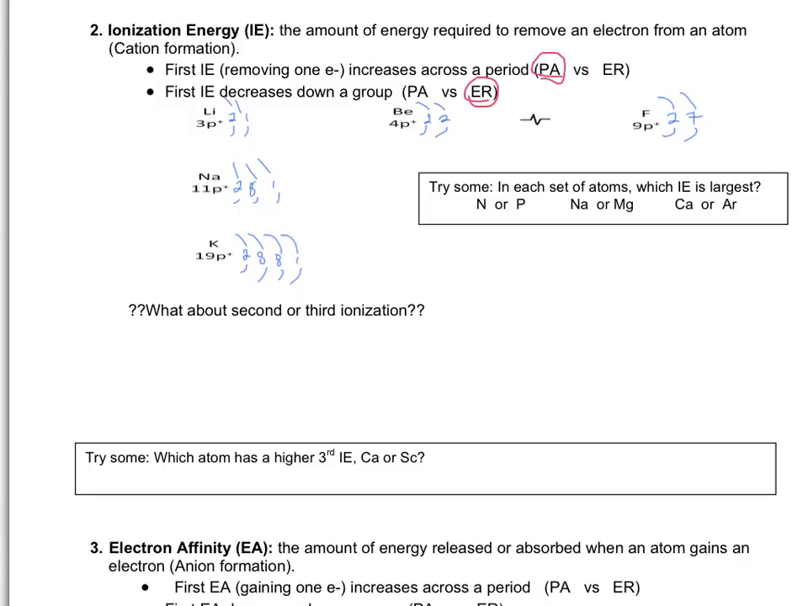In the first set, because nitrogen is higher in the periodic table than phosphorus, it will have a higher ionization energy. In the second set, because magnesium is further to the right, it beats out sodium. And in the last set, argon is both higher and further right than calcium.